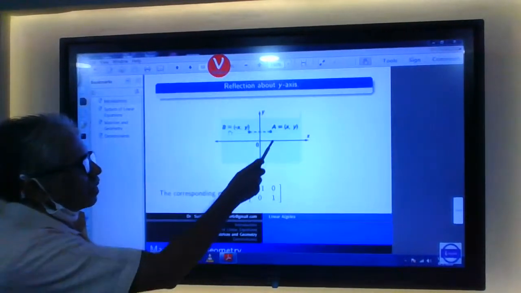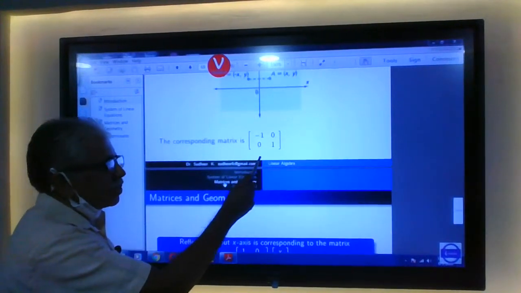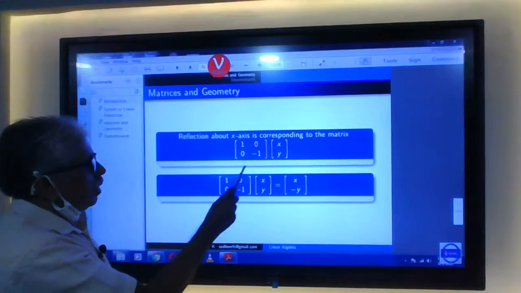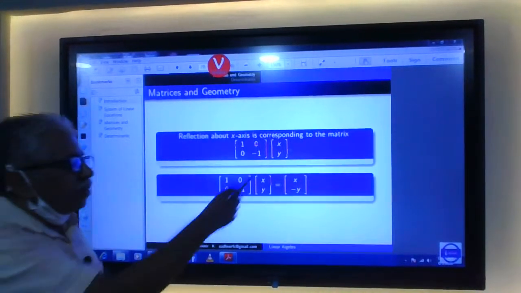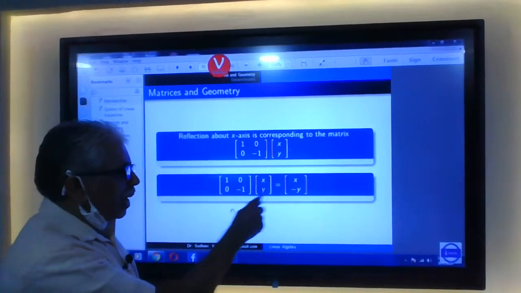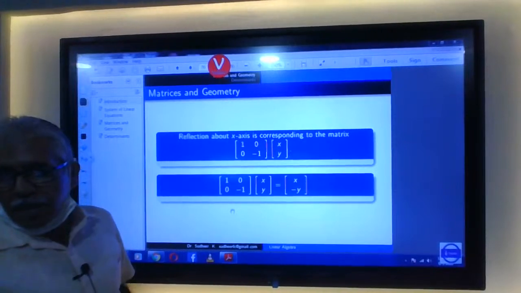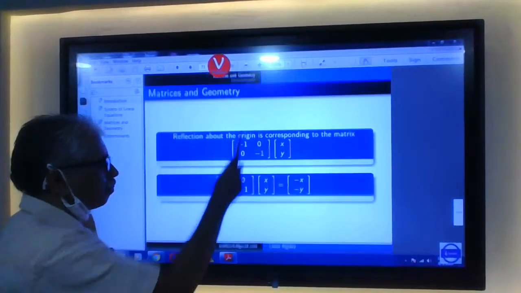This is reflection about the y-axis. The matrix is [-1, 0; 0, 1]. And if you consider [1, 0; 0, -1], it will map (x, y) to (x, -y). And that will be the reflection about the x-axis.